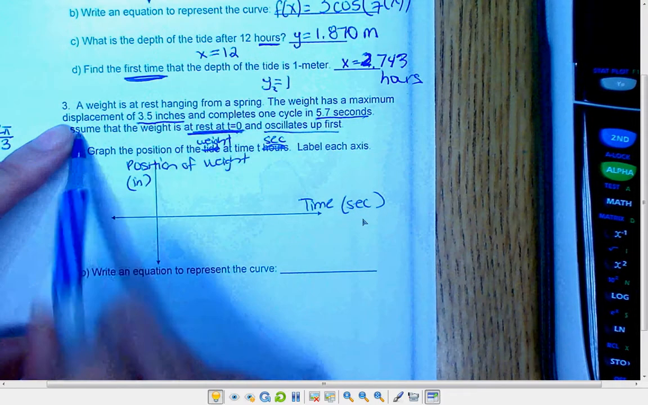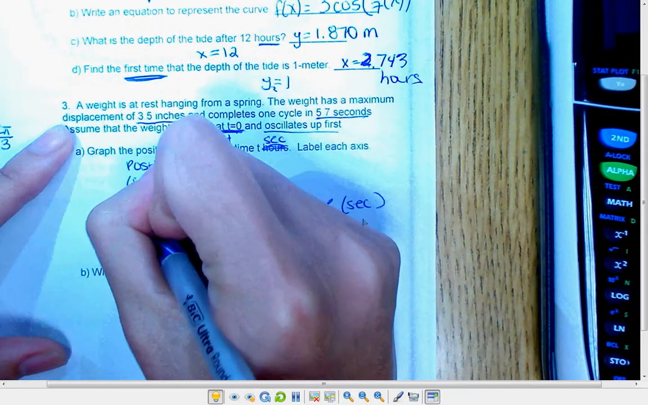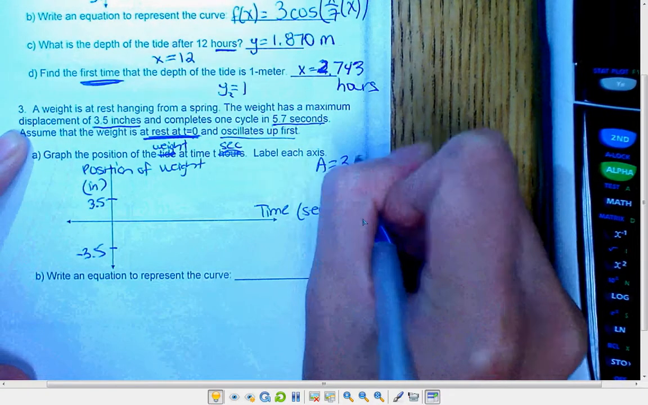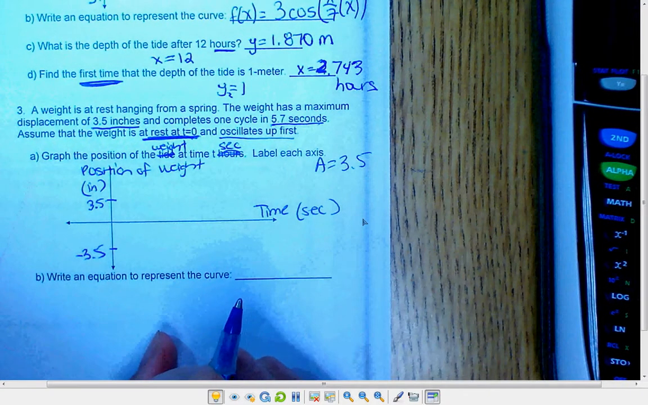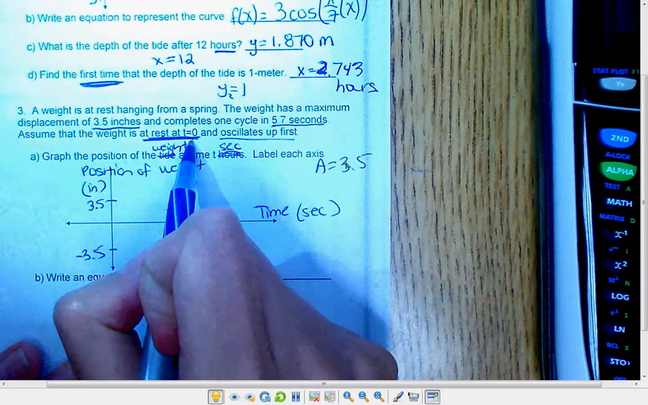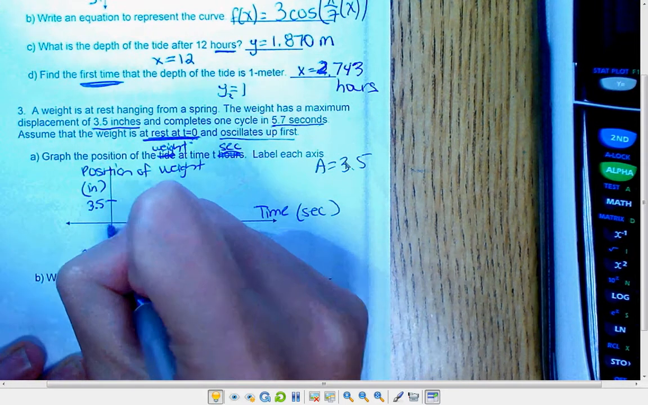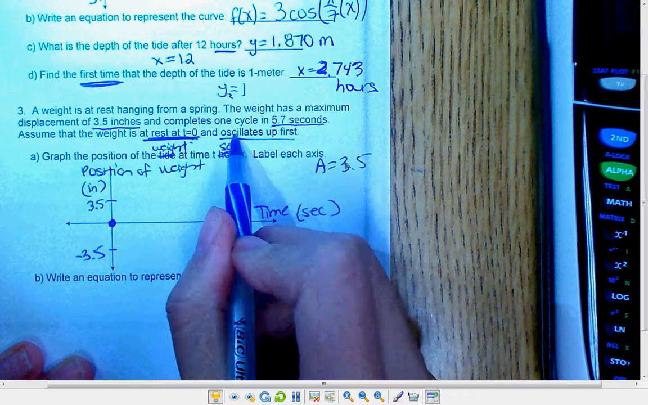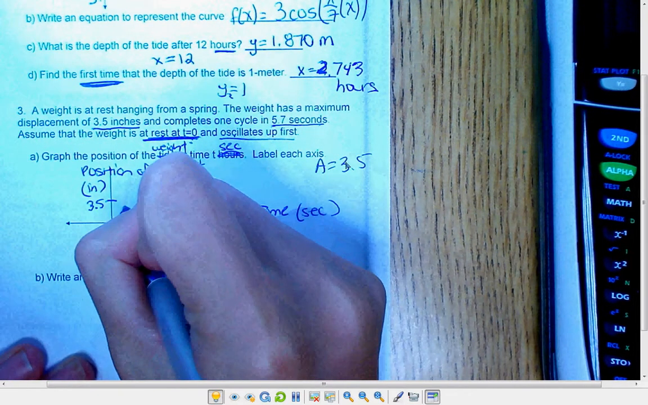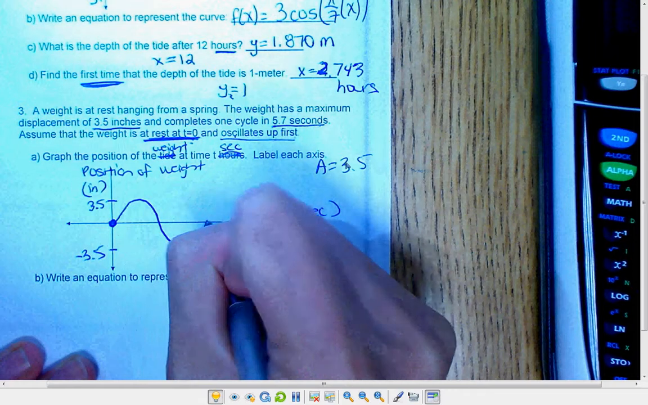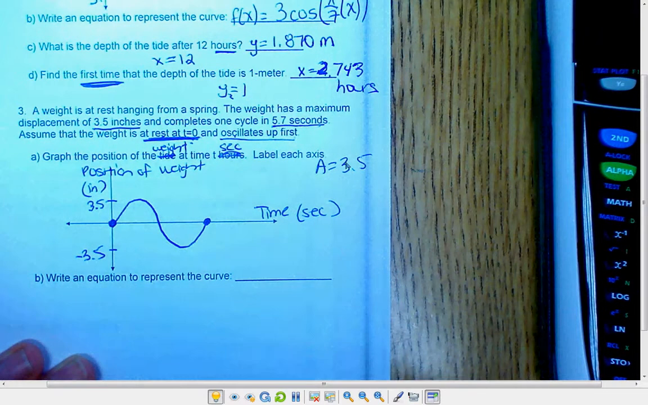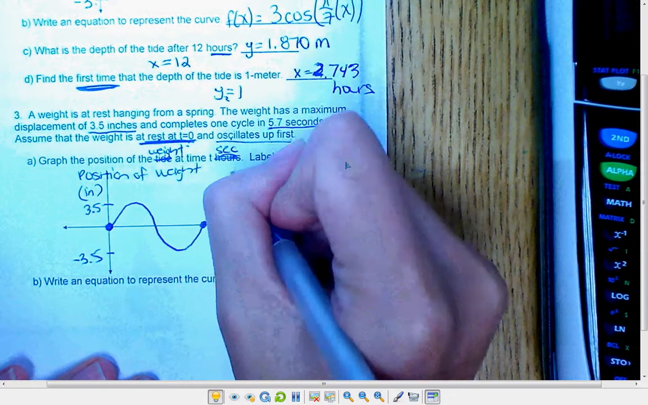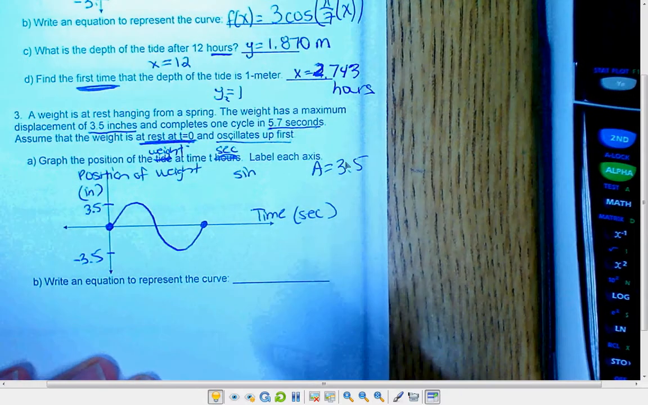The maximum displacement means that that's telling you it's going up or down 3.5, negative 3.5, which tells you that is your amplitude. Because the weight is at rest at t equals 0, which means it hasn't moved at t equals 0, this is one where it's starting at the origin. If it oscillates up first, that means it's first going up and then back down, and this is one complete cycle. Right, so this is already telling you that this is going to be a sine function. We know it's going to be a sine function.